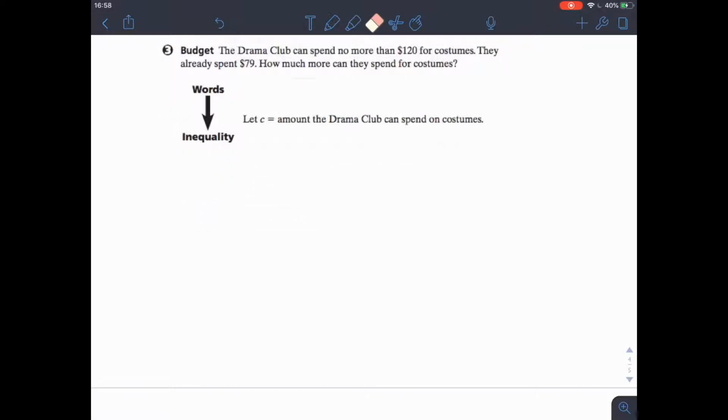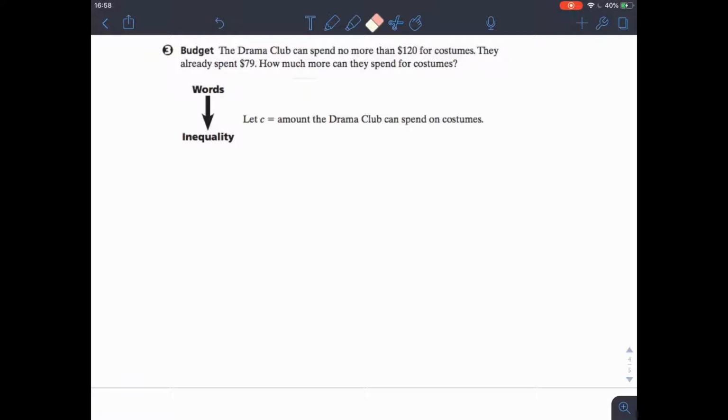The drama club can spend no more than $120 for costumes. They already spent $79. How much more can they spend for costumes? For this problem, we're going to have to first write an inequality and then solve and graph it. You can pause the video now to try to write an inequality. I recommend using words first and then writing in the numbers and symbols for your inequality.